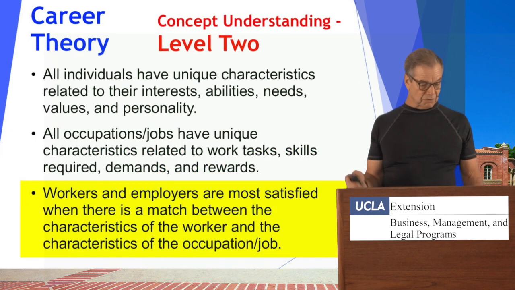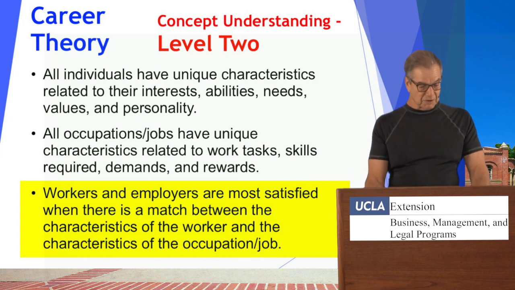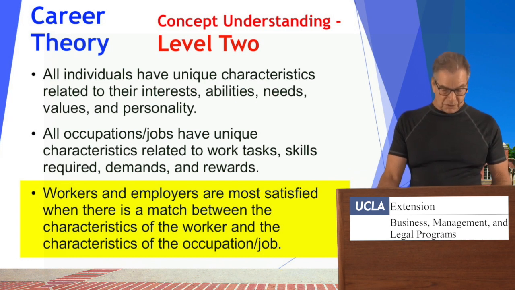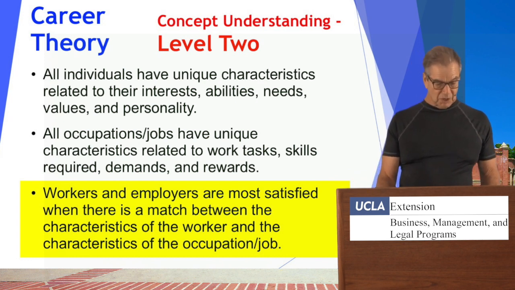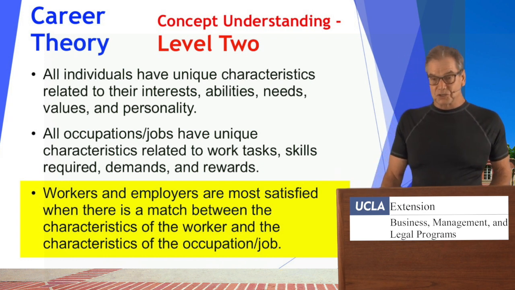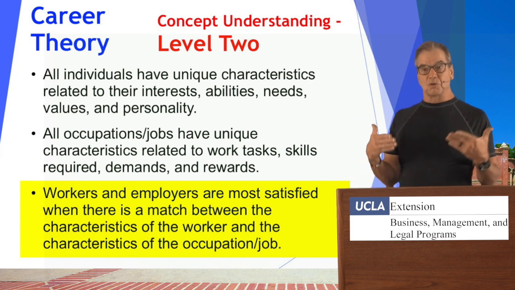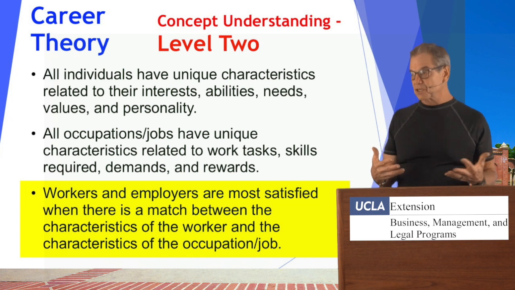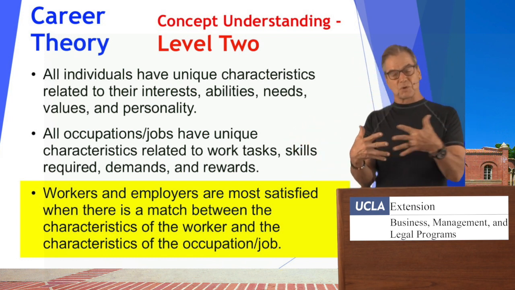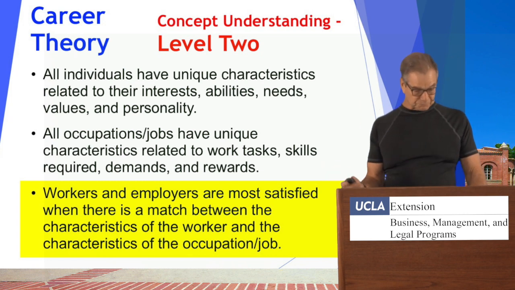That's where we come up with our 3rd point: workers and employers are most satisfied when there is as much of a match as possible between the characteristics of the worker and the characteristics of the occupation or job. Again, it's just dumb logic. What are your work skill preferences? What's your interest? And then what occupations have that same interest? We just try to put the two together. The Strong Interest Inventory does nothing more than that.